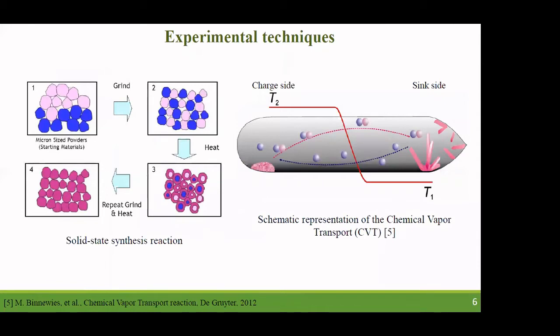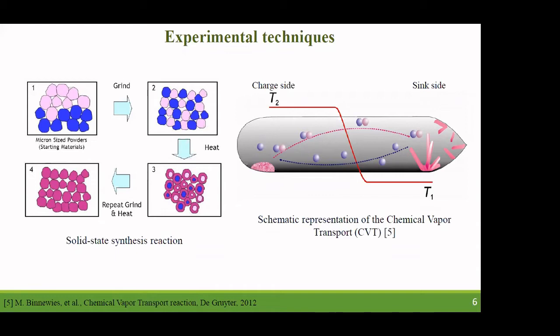To obtain the samples in this work, the solid state synthesis reaction and the chemical vapor transport technique were used. In solid state synthesis reaction, we took some components, ground them, and pressed them into pellets with a smooth surface. Then we put them in an ampule, vacuumed it, sealed the ampule, and put this prepared ampule in the furnace. Then we had the high temperature, and because of this high temperature, our components started to interact with each other, and in the end we got a good homogeneous sample.